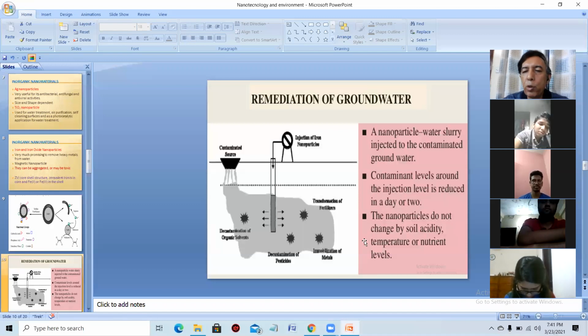The nanoparticles do not change by soil acidity, temperature, or nutrient level. This iron nanoparticle or other nanoparticle does not change the acidity of soil. That means your soil morphology will not be changed by this nanoparticle. So groundwater can be purified by these iron nanoparticles.